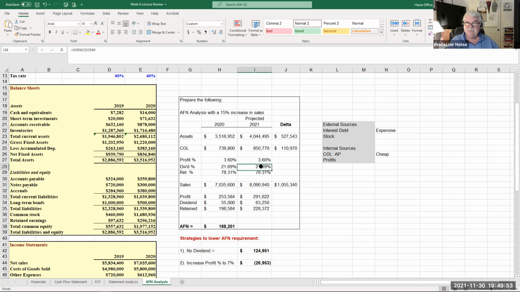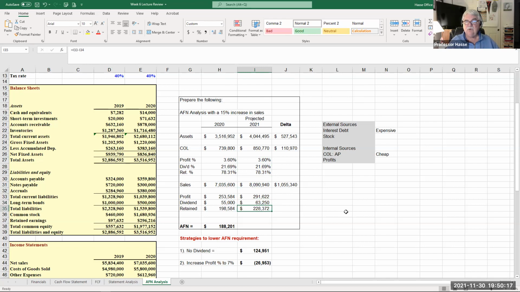Remember, we talked about dividends. We paid 21.69% of profits in a dividend last year. If we want to maintain that relationship for our investors, we take 21.69% of our profits, and that's our dividend. What's left over is the difference. We made that in profits, and we paid that out in dividend.